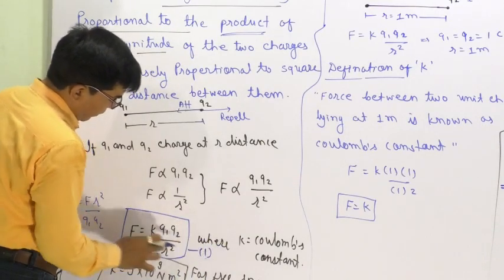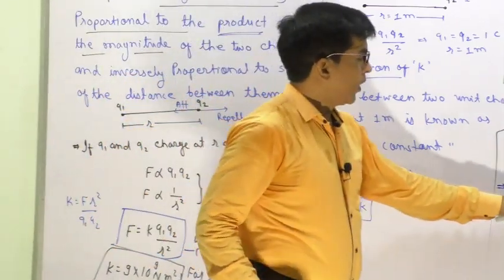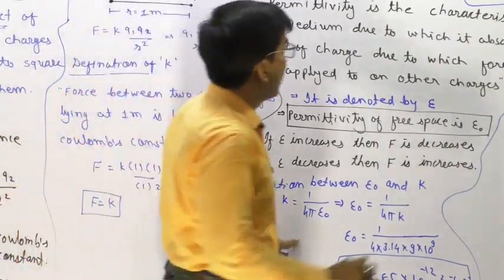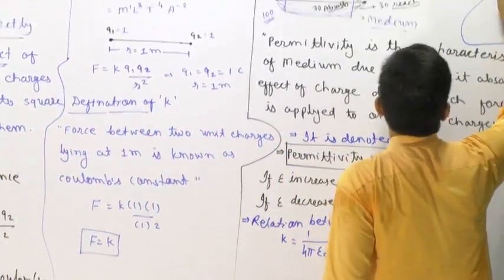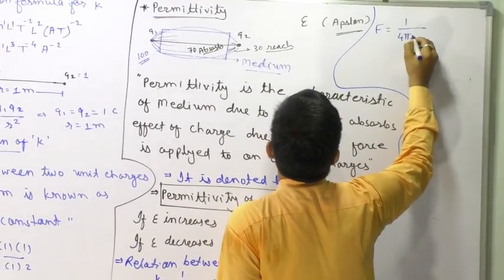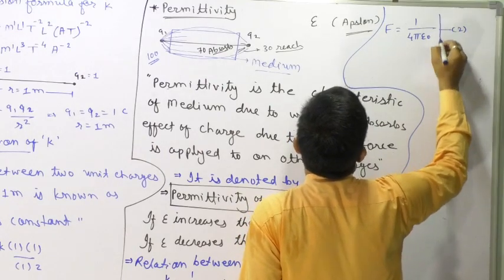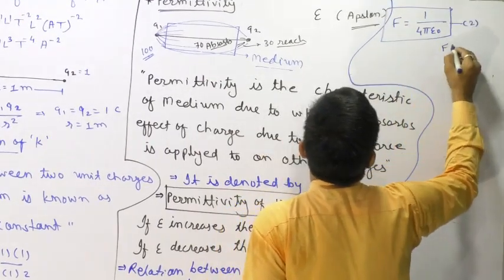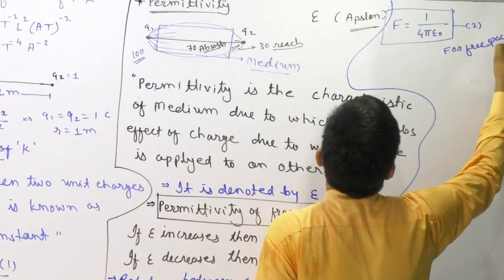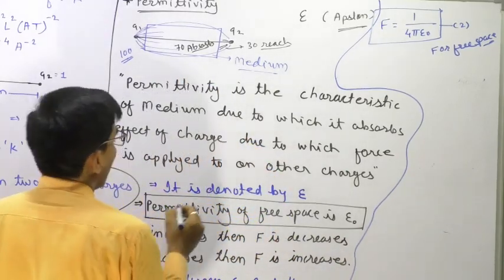In equation 1, we will apply the value of K as 1 upon 4 pi epsilon naught. So F will be denoted by 1 upon 4 pi epsilon naught. This is equation number 2, and this is for free space.